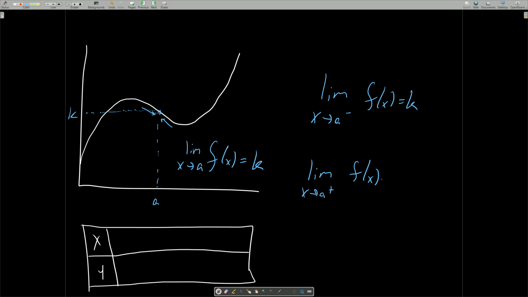The minus means you're coming from the left side. You're just considering creeping up on this y value from the left. The plus means you're creeping up on it from the right.